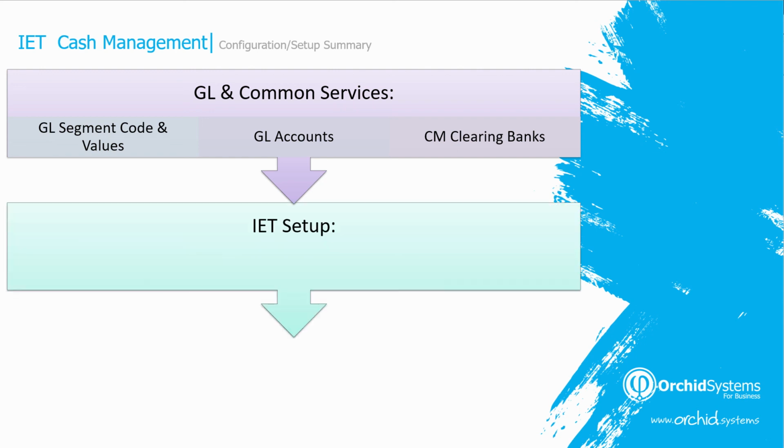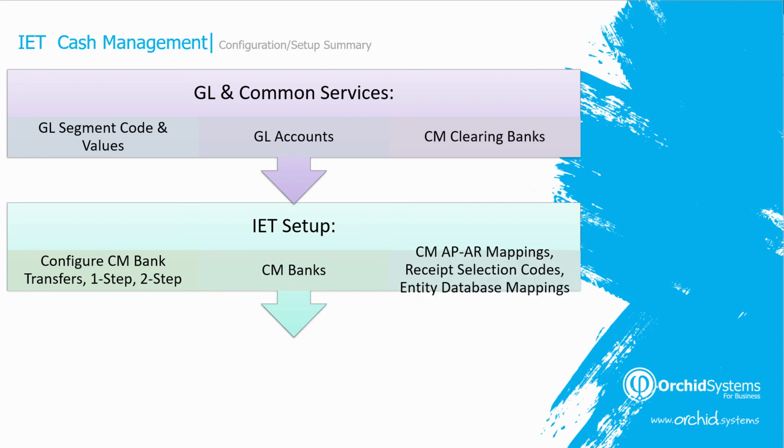In inter-entity transactions, we had to configure our cash management bank transfers, one-step processing and two-step processing in each of the companies that were a source of these transactions. We had to create the appropriate cash management banks. And for two-step processing, if needed, we needed to configure AP/AR mappings, our receipt selection codes, and if we wanted to run the consolidated AP and AR age trial balance, we need to have our entity database mappings entered.